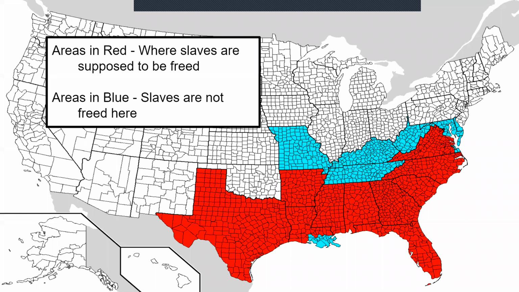And here in this map, you can see what the Emancipation Proclamation actually does. All the areas in red are places where slaves are supposed to be freed, but we just heard that very few slaves were actually freed in those areas. And the areas in blue, those are areas where there was slavery, but the Emancipation Proclamation did not demand those slaves to be freed.